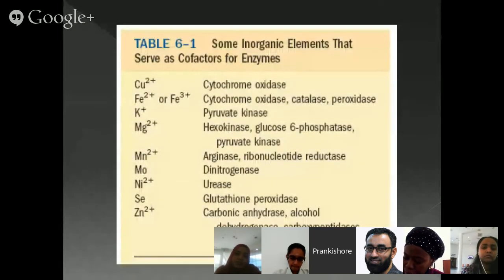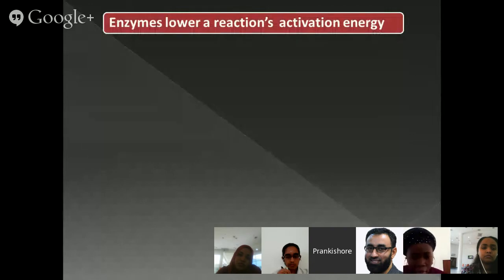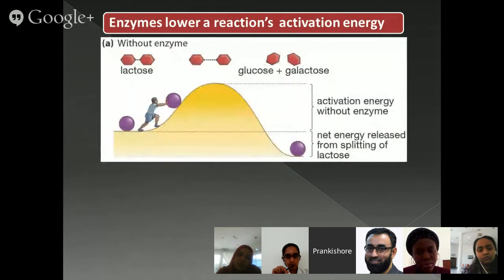Some of the inorganic elements that serve as cofactors for enzymes. As you see in the slide, Cu2+, Fe2+, K+, magnesium, manganese, molybdenum, nickel, selenium, and zinc can act as cofactors for various enzymes as indicated in the PowerPoint. As I said earlier, enzymes lower a reaction's activation energy. Let us see what activation energy is.